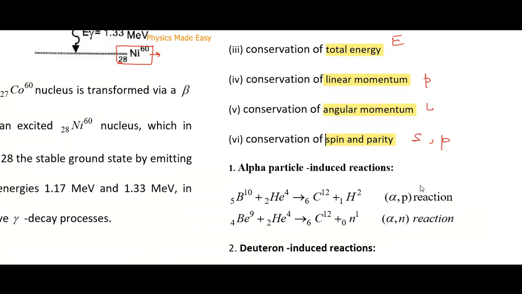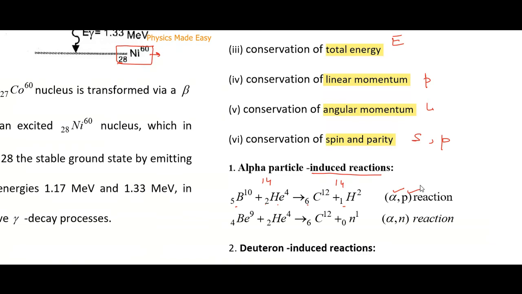Now the first kind of nuclear reaction is the alpha particle induced reaction. We call it the alpha proton reaction. An alpha particle is bombarded on boron 5, 10, and carbon 6, 12 and deuterium 1 H 2 are formed. Now let us verify the Z number. Z is 5 plus 2, 7, and 6 plus 1, 7, conserved. Mass number: 10 plus 4, 14 on the left side and 12 plus 2, 14 on the right side. So they are also conserved.